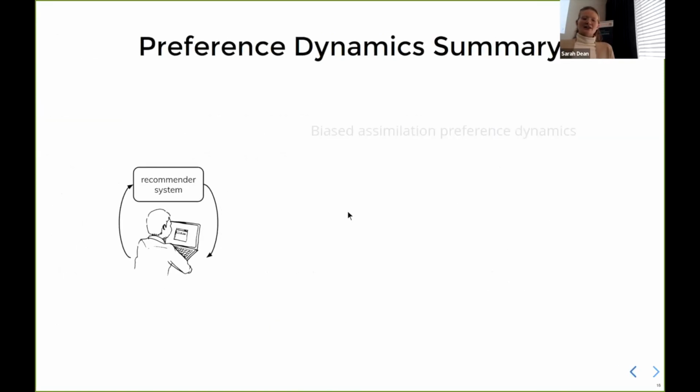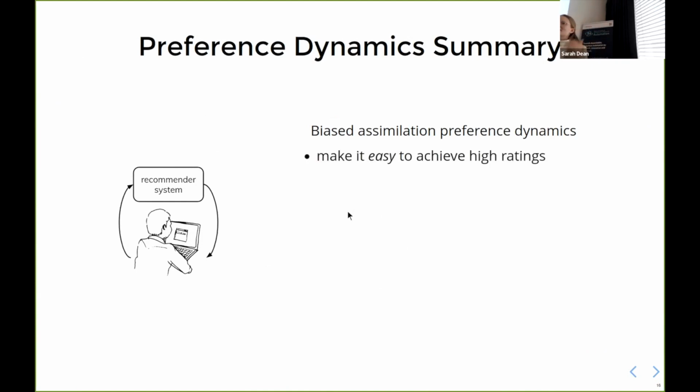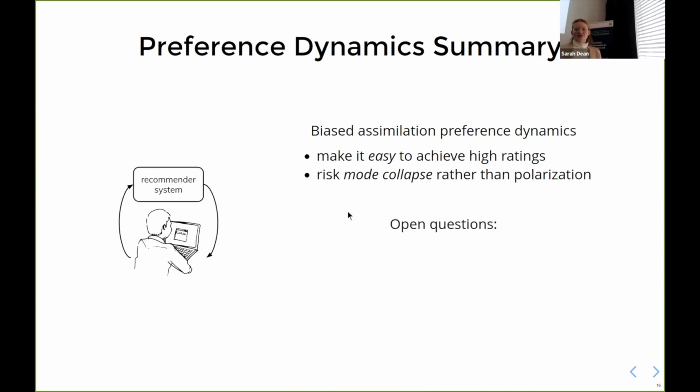To summarize what I have to say about this, these biased assimilation preference dynamics make it easy for an algorithm to achieve high ratings. But they risk mode collapse in individual preferences. They risk a collapse of the initial diverse range of preferences into whatever content is easy to recommend. But they do not really risk polarization.